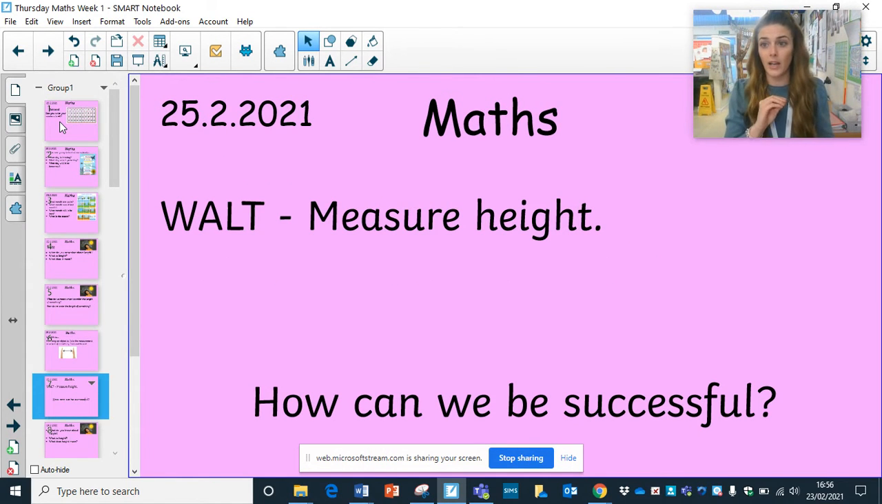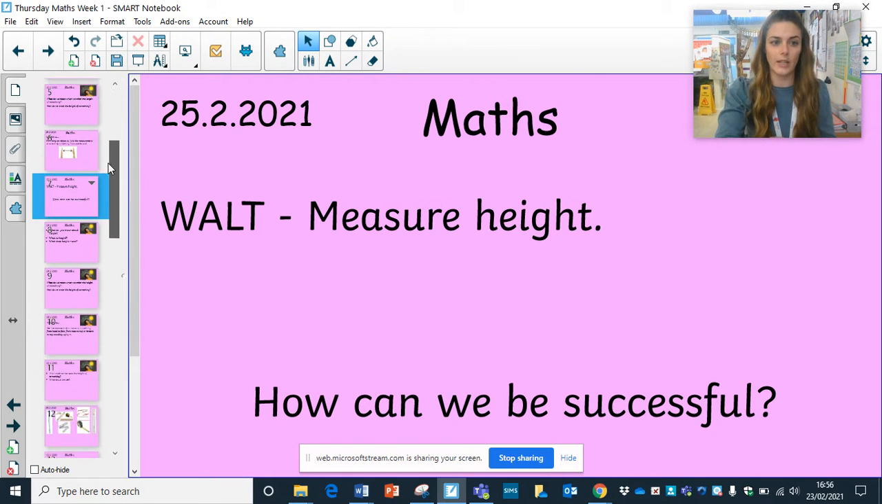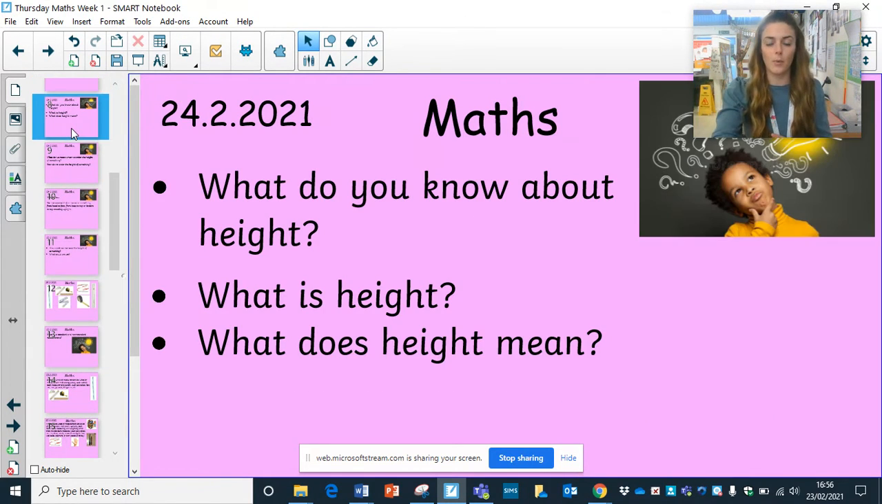So moving on to what we are learning today, we are learning to measure height. How can we be successful with this? We need to know a bit about measuring, which hopefully we do from this week, and also we need to know what height is, so we can measure it correctly. Because remember, length is end to end, but we need to remember what height is and how we measure height. It's slightly different.